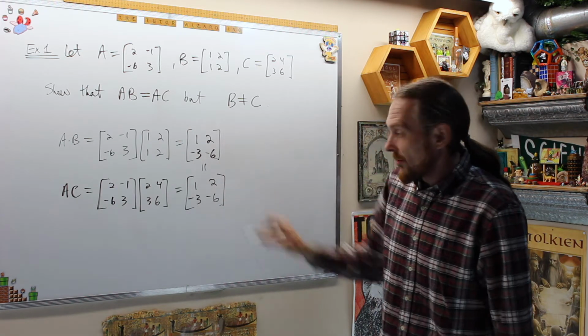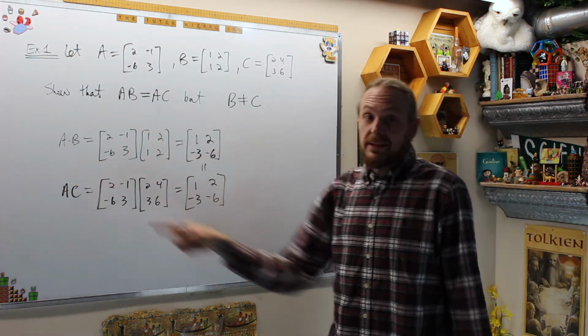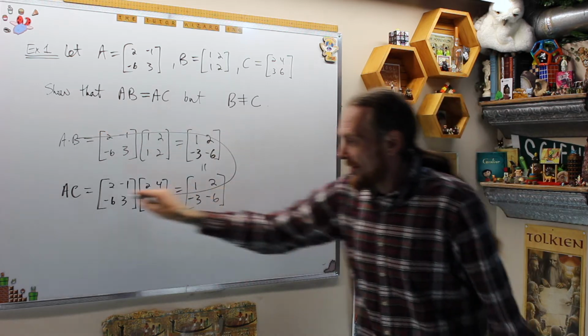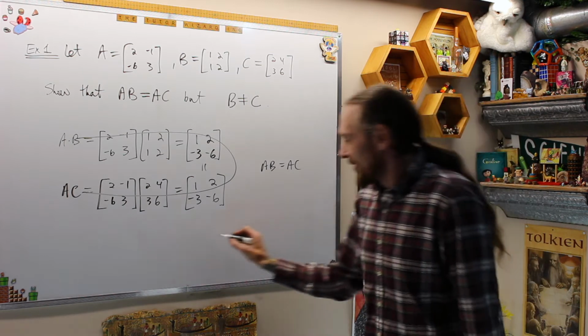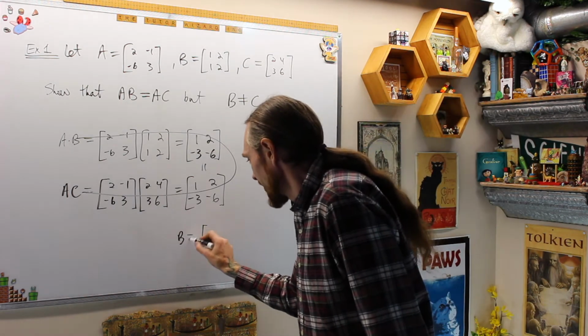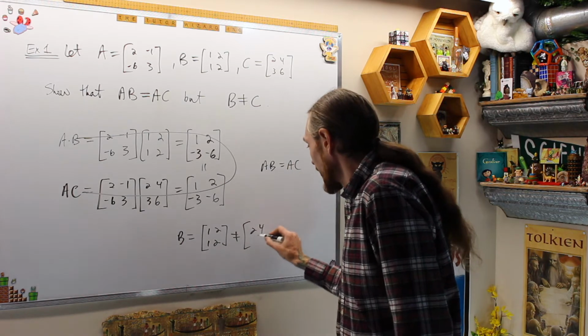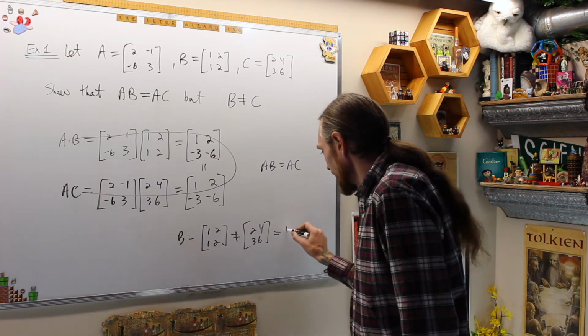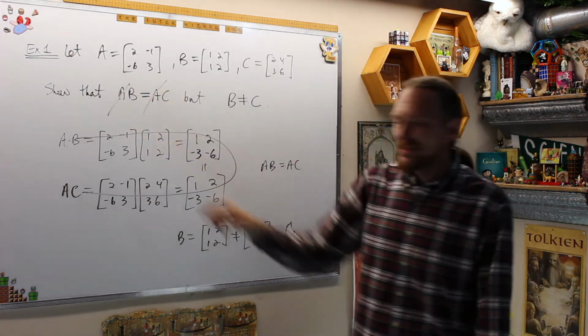Oh, yes, they're equal. They're equal. See? AC equals AB. But clearly, B, which equals 1, 2, 1, 2, does not equal 2, 4, 3, 6, which is equal to C. So what's happening here? You can't just cancel the A is what it's saying.